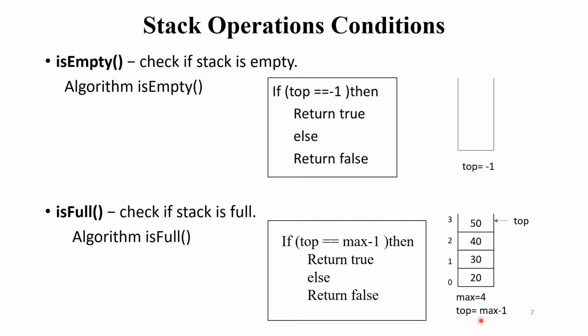So if top is equal to max minus 1, which means 4 minus 1 is 3, and top is already pointing to 3, then this condition is true. Then print stack is full. Otherwise, the stack is not full.